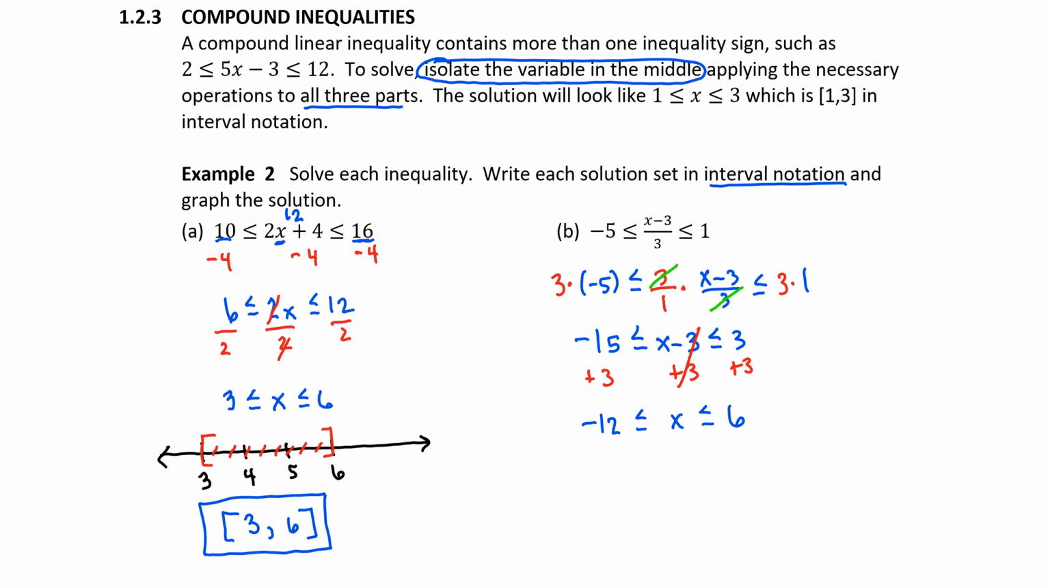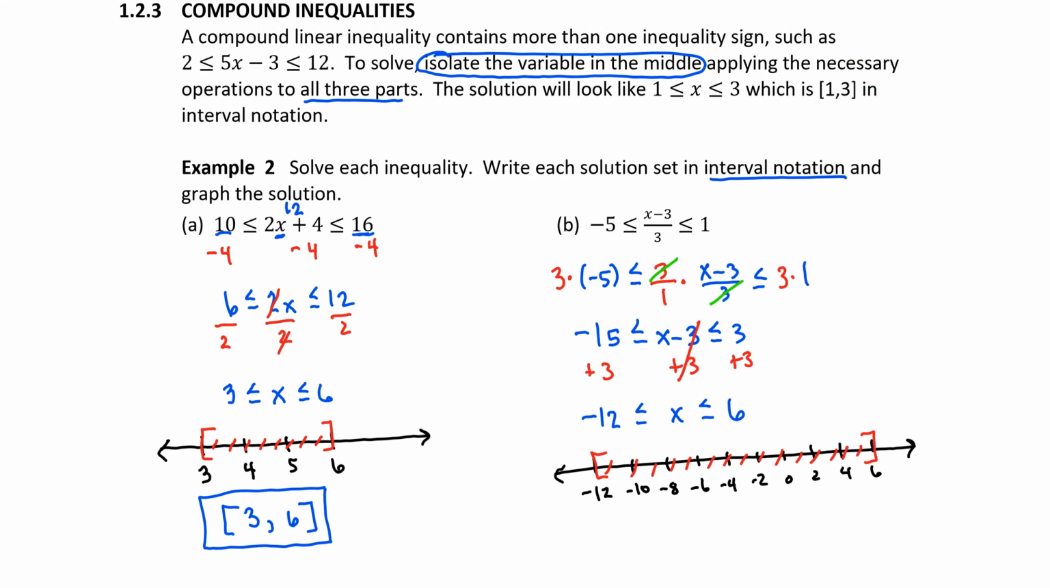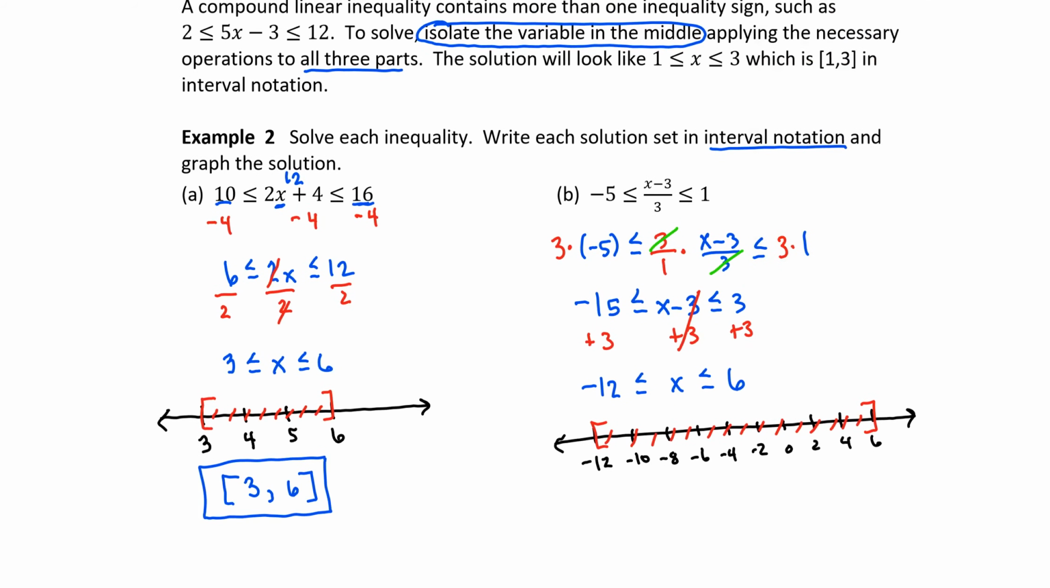So on our number line, we need to shade the numbers between and including negative 12 and 6. I think this is going to be a longer graph, so I'm going to count by 2s to see if I can fit everything on the graph. Perfect. Then we're going to shade all the values between negative 12 and positive 6. And each of those signs is an inclusive inequality, so we're going to use square brackets on the ends. So the solution to our inequality in interval notation would be the leftmost value, negative 12, to the rightmost value, 6.